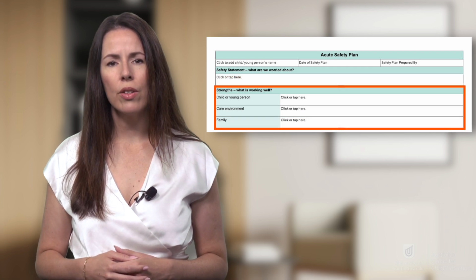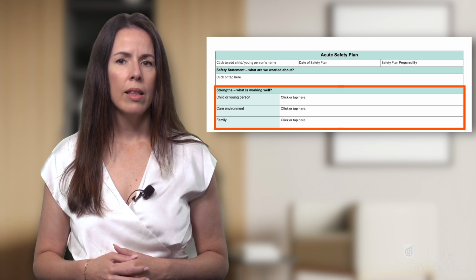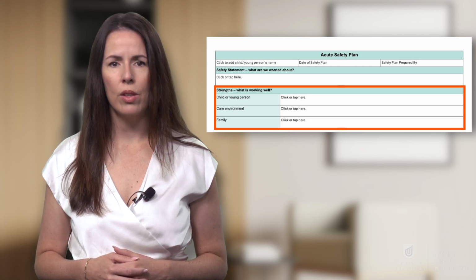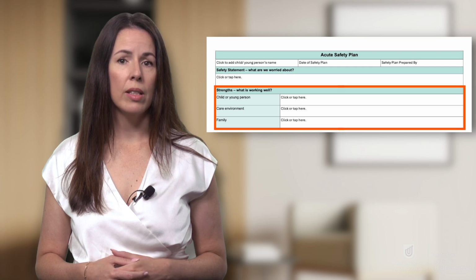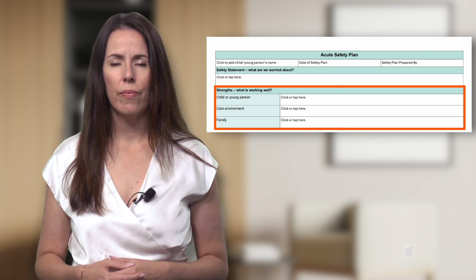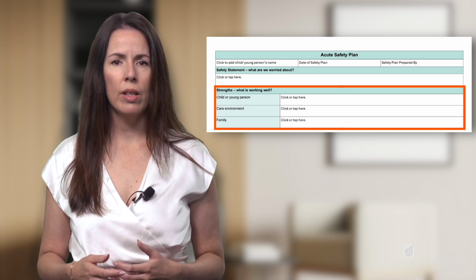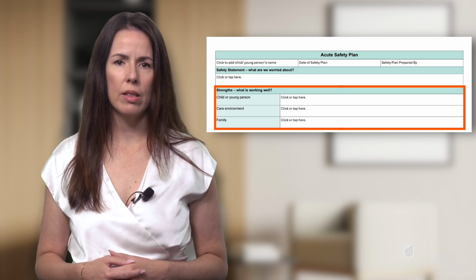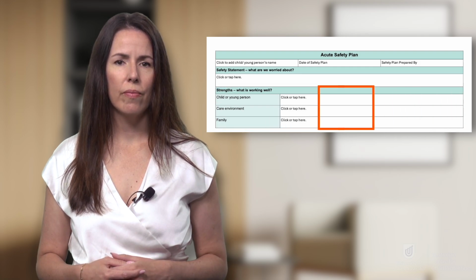Next, reflect on the strengths of the child or young person and their environment. These strengths could be personal qualities within the child, the capacity of their carer, or supportive elements within their family network. Acknowledging these strengths is critical in building resilience and promoting positive behaviours. The child or young person may have some ideas themselves.